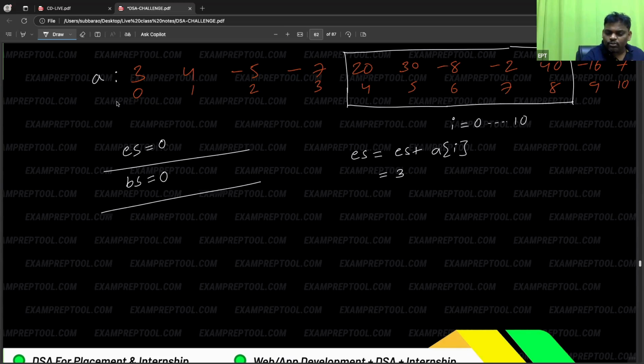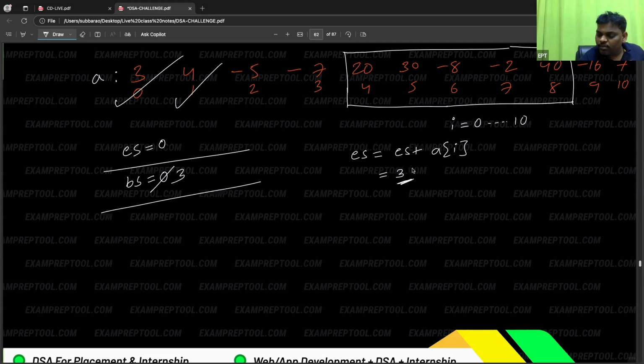First add the first person. After adding, check every time sum and best sum. Suppose it is better, then only update. Now go to the next element.